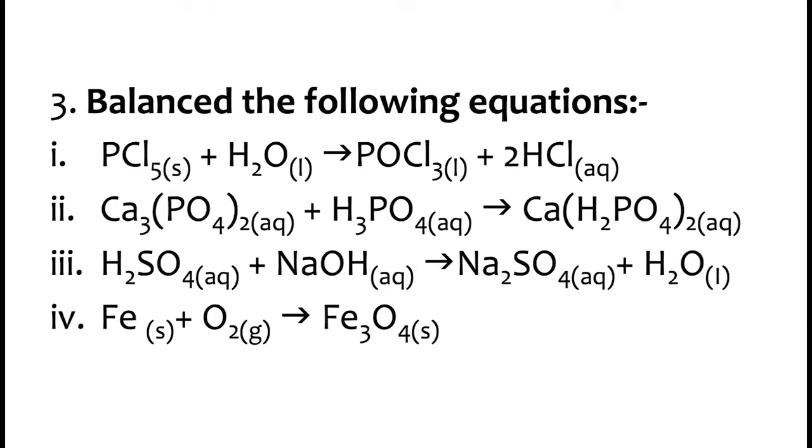Then balance the following equations. Phosphorus pentachloride plus water to give you phosphorus oxotrichloride plus hydrochloric acid. The second one is calcium tetraoxophosphate 5 plus tetraoxophosphate 5 acid to give you calcium hydrogen tetraoxophosphate 5. Then the next equation is H2SO4 plus sodium hydroxide to give you sodium tetraoxosulphate 6 plus water. And lastly, iron plus oxygen to give you iron 3 oxide.